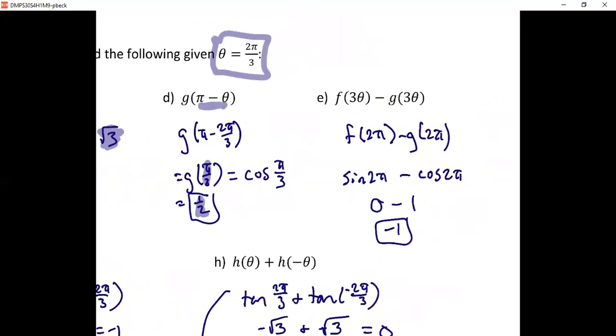F of 3 theta minus g of 3 theta. So 3 times 2 pi over 3 is 2 pi. Sine of 2 pi is 0. Cosine of 2 pi is 1. So 0 minus 1 is negative 1.